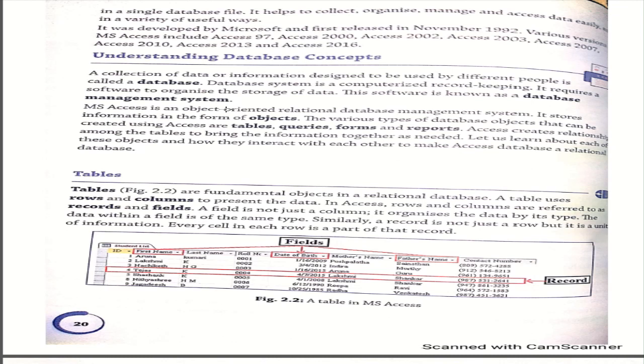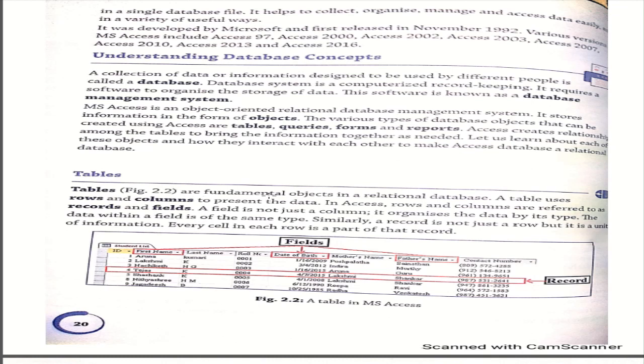So MS Access is an object-oriented relational database management system which is used to store information in the form of objects. The various types of database objects that can be created using Access are tables, queries, forms, and reports. All of these can be created by using your MS Access. I will make you learn how to create all these things in MS Access. The theory part we'll see first, then I'll make you understand how to create all these things.